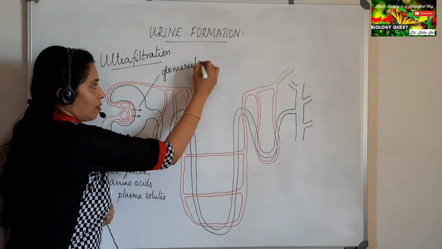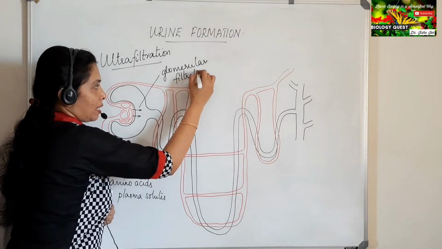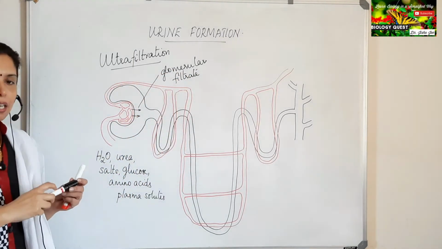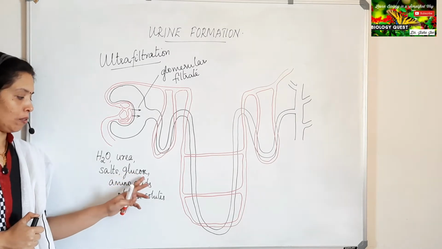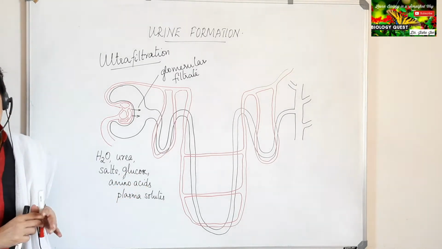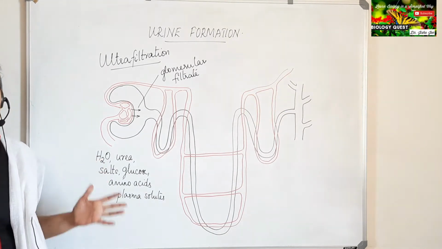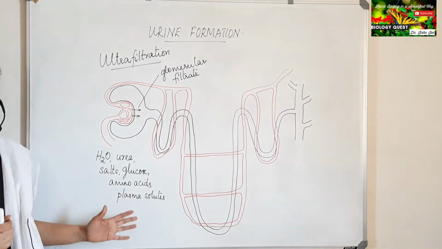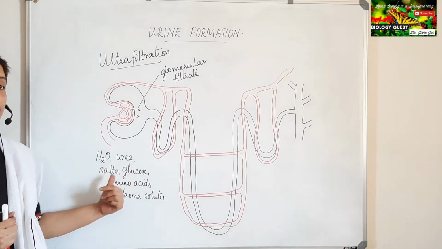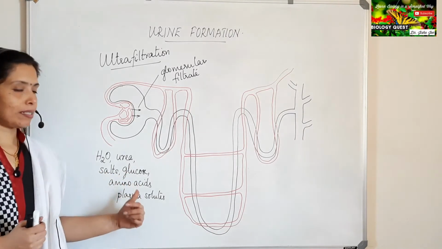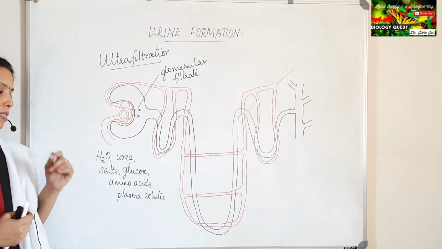Glomerular filtrate. So what are the contents of the glomerular filtrate? It contains water, urea, salts, glucose, amino acids and plasma solutes. Almost all the organic and inorganic constituents are present here. Larger molecules cannot pass through it.